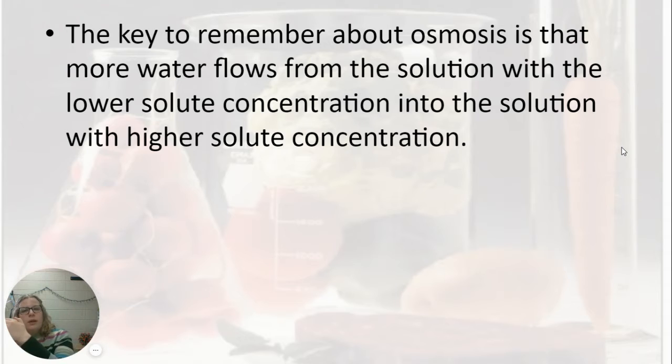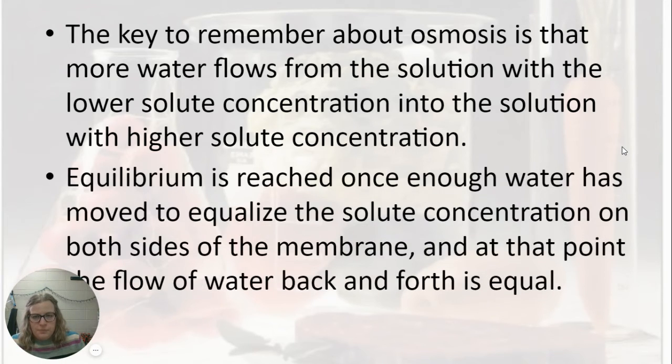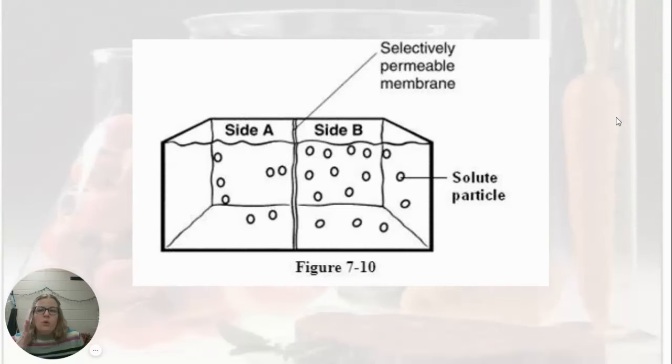A lot of water will head one direction, and maybe just a little bit of water will head in the other direction initially. And then as the two different sides of the osmosis process get closer in concentration, the amount of water that passes back and forth across the membrane is equal. Equilibrium is what we call it, and it's reached when enough water has moved from one side to the other so that we have equal concentrations on both sides of that membrane. And at that point, the flow of water back and forth should be equal, like I said. So here is an example.